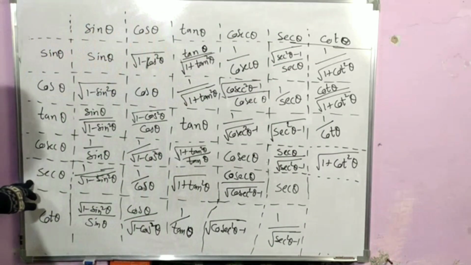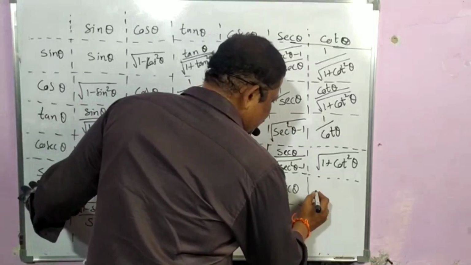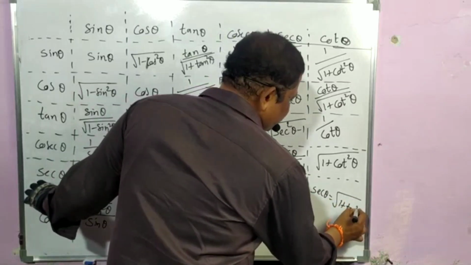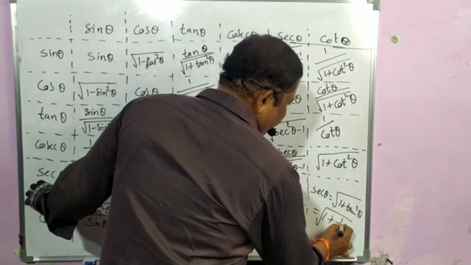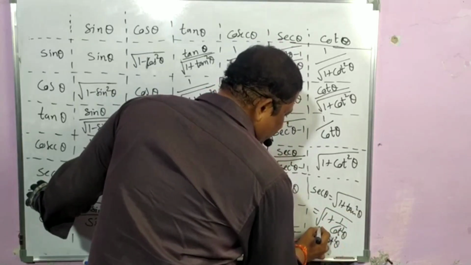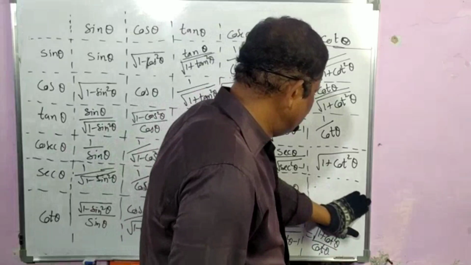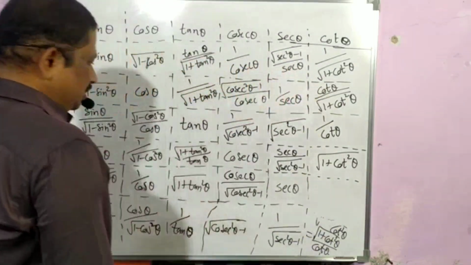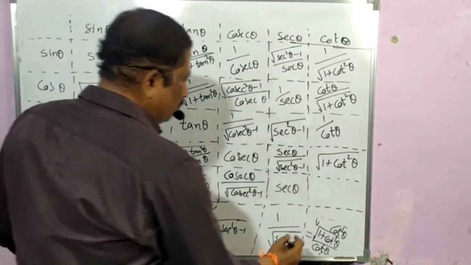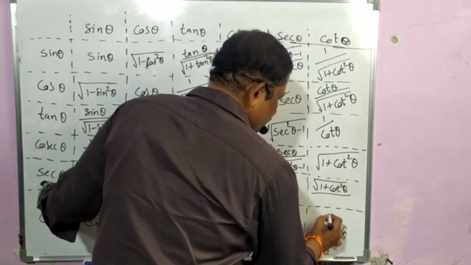Next, secant in terms of cot. Secant theta is equal to under root 1 plus tan square theta. So this tan again is 1 by cot square theta. This will become under root of 1 plus cot square theta by cot theta. So secant in terms of cot is under root 1 plus cot square theta by cot theta.